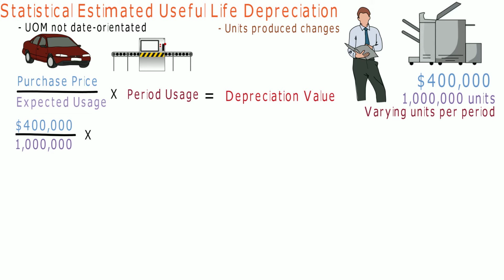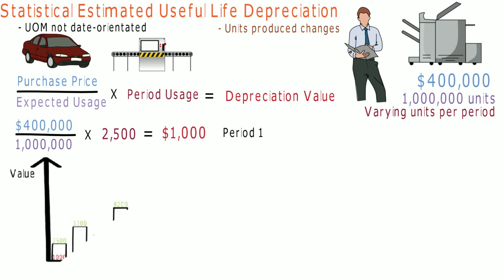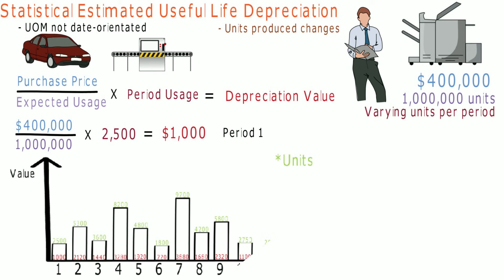by the total estimated usage, multiplied by the usage for that particular period, will give a depreciation value of $1,000 for the first period. The next period will have 5,300 copies being made, so the cost divided by the total usage multiplied by the period's usage gives a depreciation of $2,120.